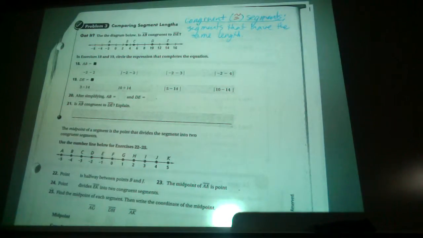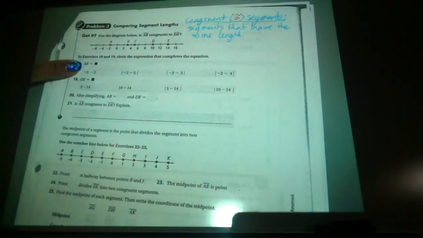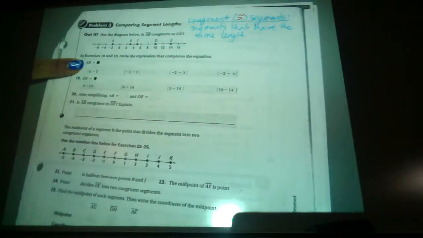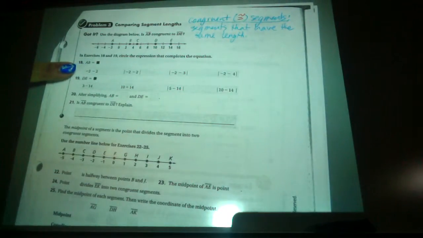So in exercises 18 and 19, I want you to circle the expression that concludes the equation. So we looked at distances. I want you to go ahead and circle in 18 and 19 which of the four items represents the distance of A to B. Remember that that's that new notation. If there's nothing above or in front of it, it really is asking you what's the distance from A to B, what's the distance from B to E. So answer those two.